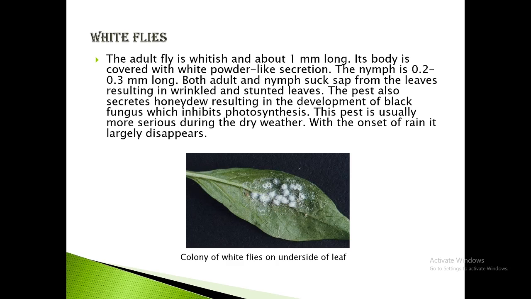The next one is whiteflies. The adult fly is whitish and about 1 mm long. Its body is covered with a white powder-like secretion. Both adult and nymph suck sap from the leaf, resulting in wrinkled and stunted leaves. The pest also secretes honeydew, resulting in the development of black fungus, which inhibits photosynthesis. This pest is usually more serious during dry weather. With the onset of rain, it largely disappears.